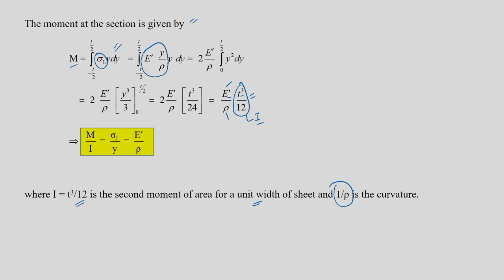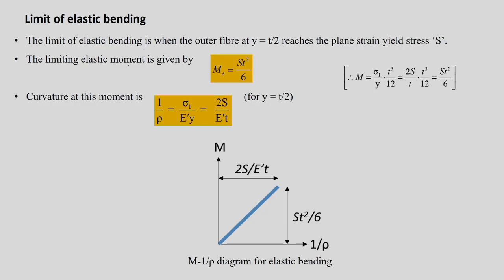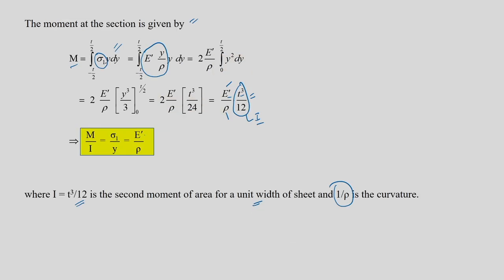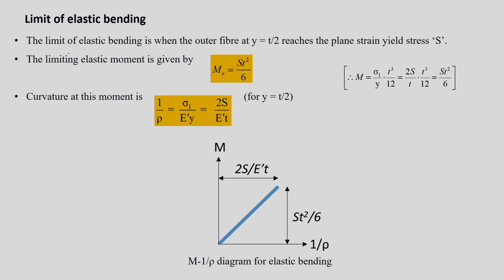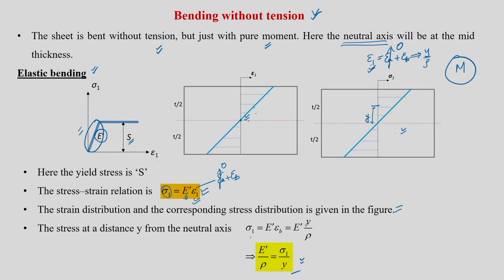So we can also evaluate the limit of elastic bending by putting some conditions that we see during bending. The limit of elastic bending means how long are you going to be within this zone? This can be obtained by this particular discussion. The limit of elastic bending is when the outer fiber at y is equal to t by 2. This is our y. Y is equal to t by 2 means this particular surface.